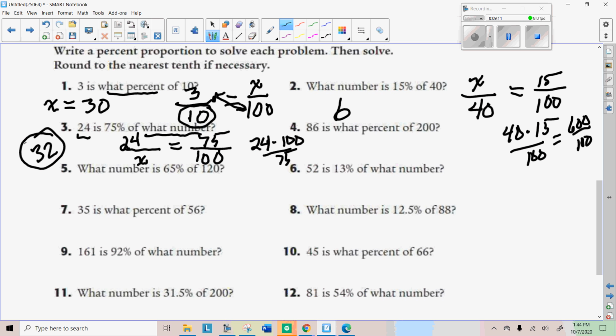All right, so you're going to do the rest of those today, and hopefully you'll get really good at them. Make sure you study the ones you get wrong so you figure out what you're doing wrong, because we want to be able to do these percent problems fairly accurately.